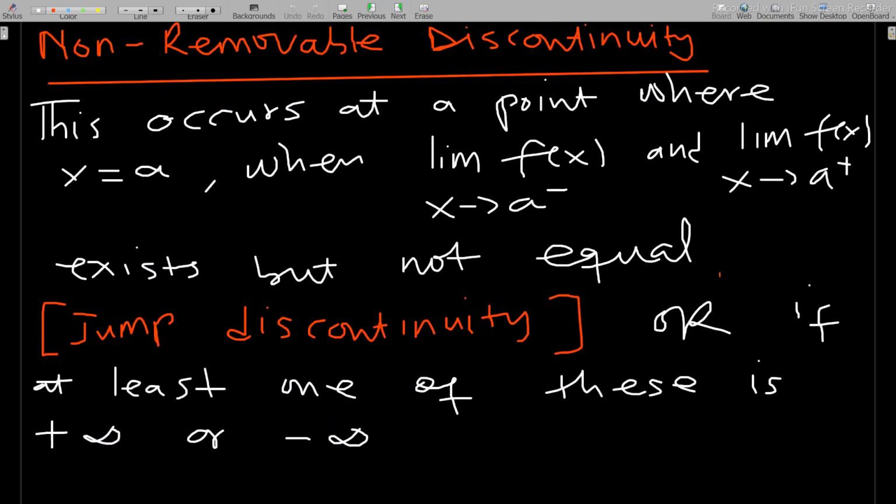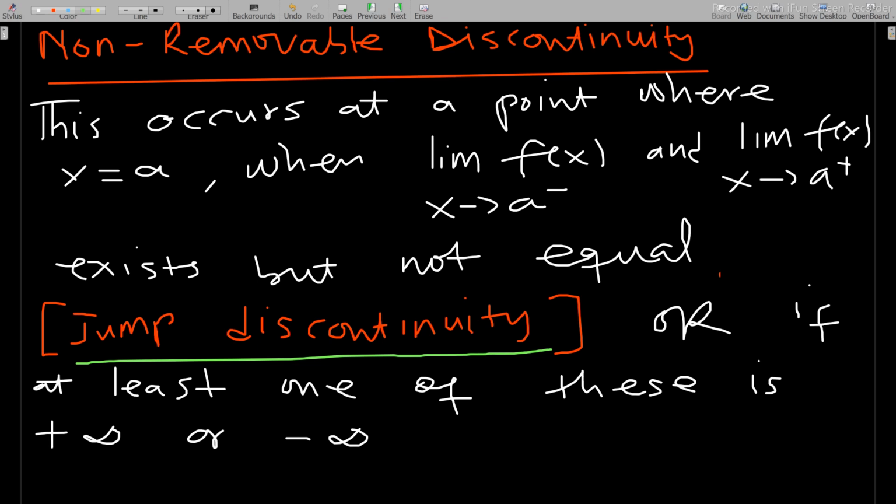But what causes its non-existence? It is when the limits from both sides are not the same. They exist, but they are not the same. We call it jump discontinuity. They both exist, but they are not equal. That is, the left hand side limit and the right hand side limit exist, but they are not the same. That's why we call it jump discontinuity.